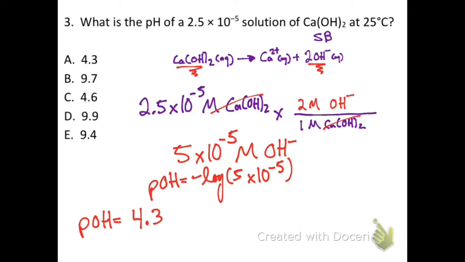Now, what are we looking for in this problem? We're actually looking for pH. So just remember that at 25 degrees Celsius, pH plus pOH equals 14. So we'll subtract the 4.3 from 14, which will give us our answer of 9.7.